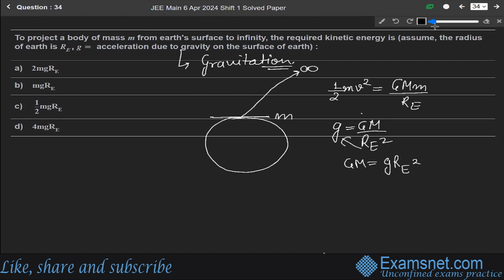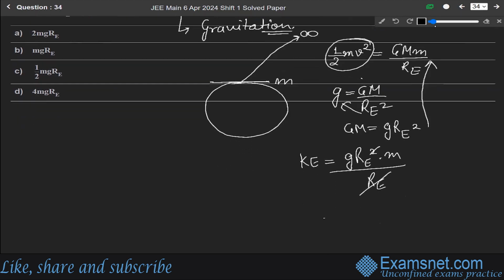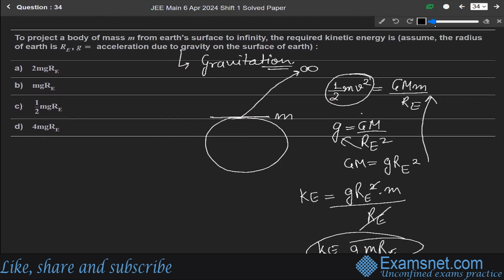So just put the value of GM here, so we get this half mv square, which means kinetic energy is equal to g RE square into m over RE. So this RE cancels one power, so we get kinetic energy is equal to mg RE. Okay, so the answer is option B.